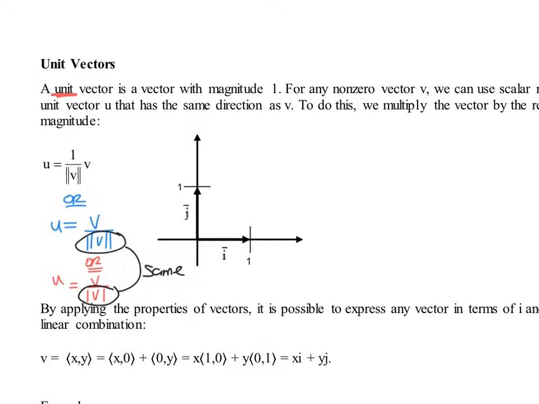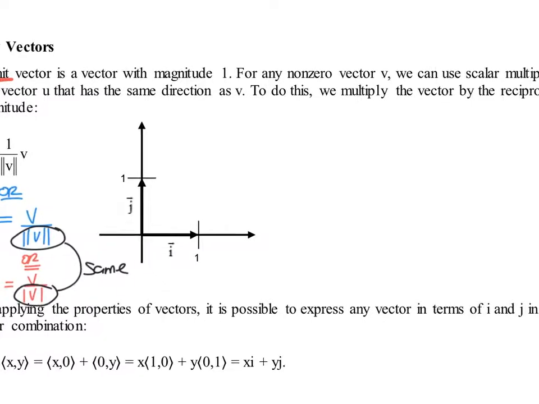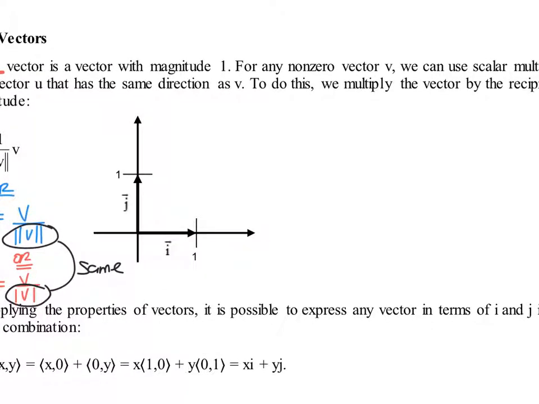All right, so we have our basic unit vectors, the ones that define our Cartesian plane, our rectangular coordinate system, i and j. So i is the vector 1, 0. j is the vector 0, 1. Every number in the coordinate system can be defined based off of these two vectors.